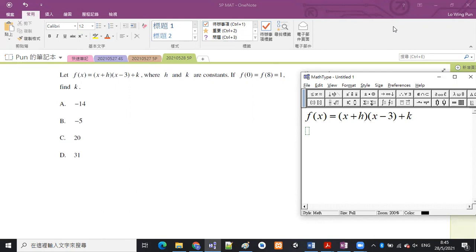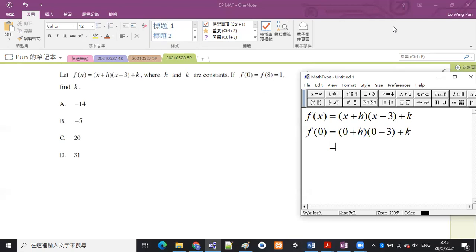Okay, but when you are calculating F(0) and F(8), you will involve the two unknowns h and k in your calculation. You cannot find them immediately. So just keep the unknowns h and k in your calculation first. Can you now find F(0) equals to something, and then F(8) equals to something first? Maybe I do the F(0) with you together. F(0) is just equal to (0 plus h) times (0 minus 3) plus k. Can you get this?